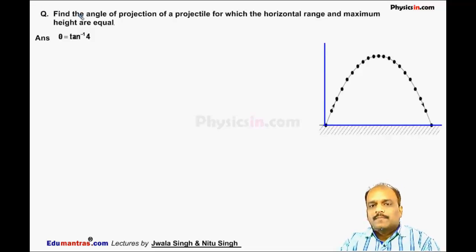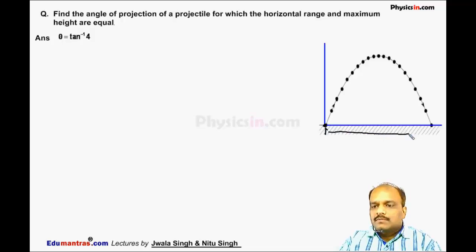First we will discuss some basic fundamental problems based on projectile motion. First question is, find the angle of projection of a projectile for which the horizontal range and the maximum height are equal. If we project a particle from here, the horizontal range means this distance and the maximum height, this height.